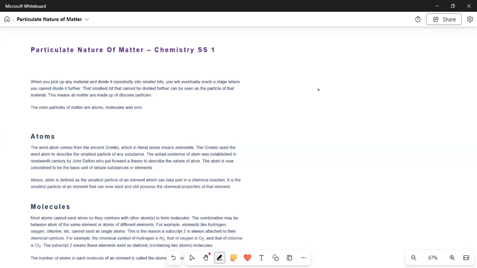Let's start with atom. Atom, the literal meaning is indivisible. It's a Greek word which means indivisible, like something that cannot be divided further. Like I said, if you pick up any object around you and you divide it continuously, you will eventually get to a stage that you cannot divide the smallest bit of it further.